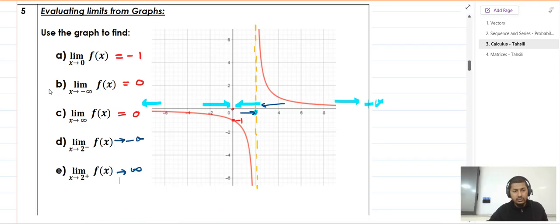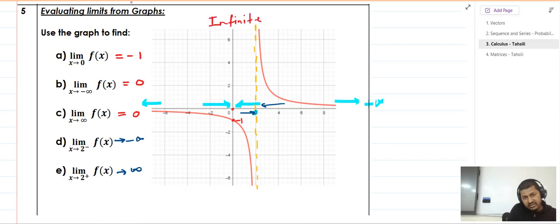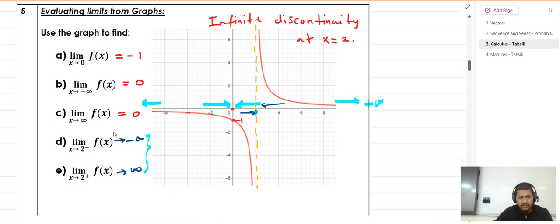So I hope you guys understood how to find limits from graphs, and this is an example of infinite discontinuity at x equals 2. Remember, there is an infinite discontinuity at x equals 2, because these values are becoming very large negative, right? Becoming infinite values.